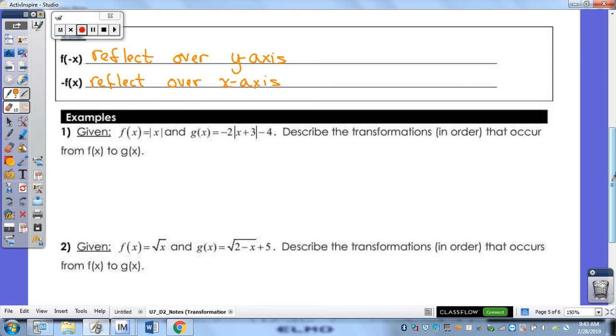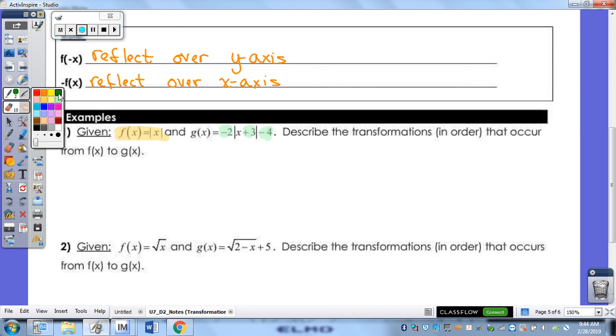So let's take a look at our examples here. So we've got f of x equals the absolute value of x. That's our starting function. And then we've got g of x equals negative 2 times the absolute value of x plus 3, minus 4. Describe the transformations in order that occur from f of x to g of x. Well, g of x has that negative 2, the plus 3, and the minus 4. Those are the differences between the f of x function and the g of x function.